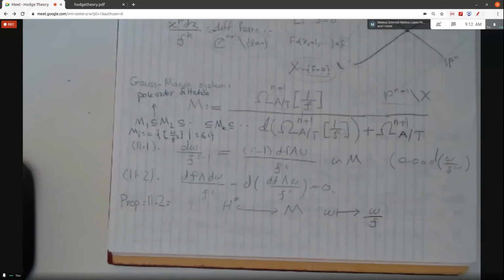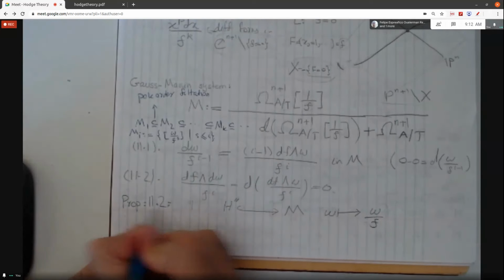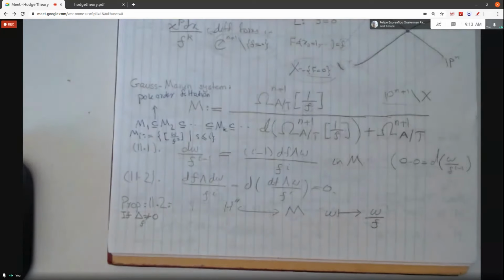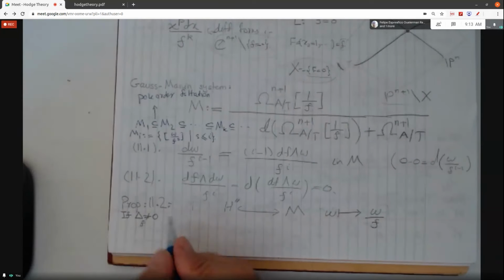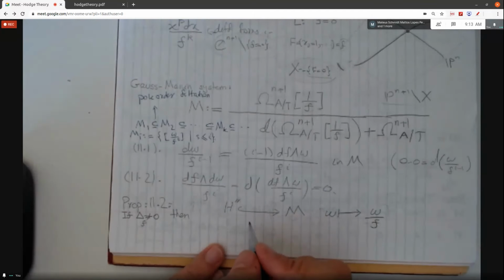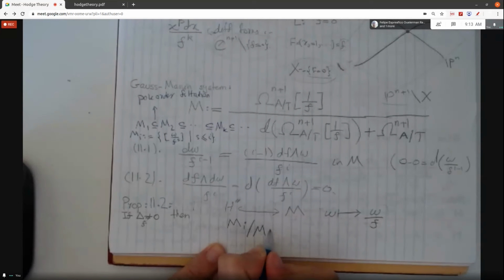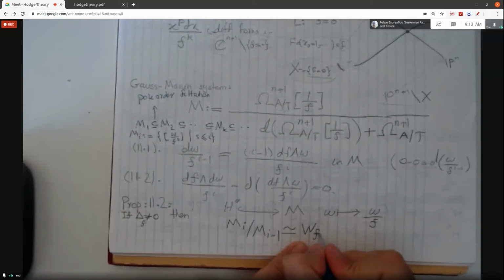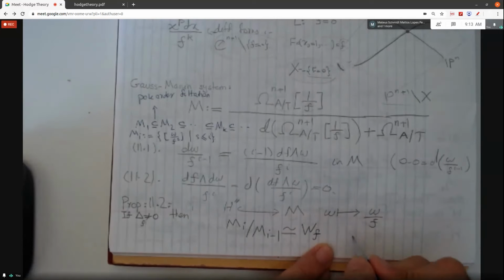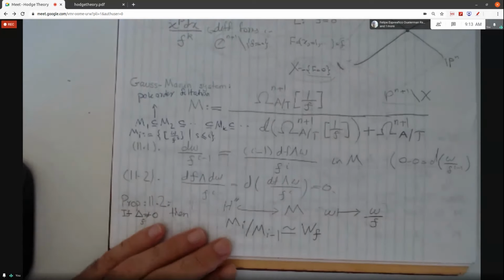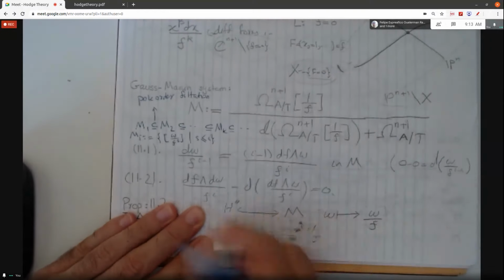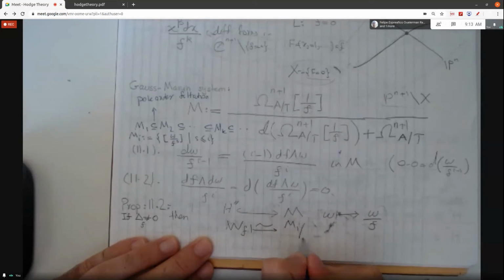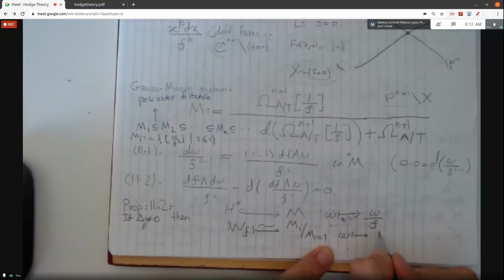And so maybe let's put it: if the discriminant of f is not equal to zero. So in our complex context, this means that f equals zero is smooth. So if the discriminant is smooth, then we have that M_{I-1} is isomorphic to this one, and this is isomorphic to the quotient of M_I by M_{I-1}, omega going to omega over f^I.